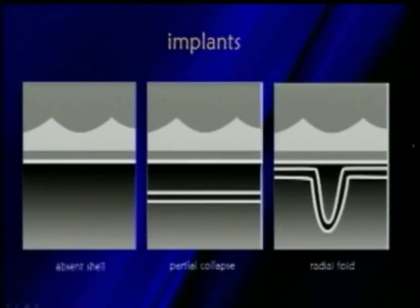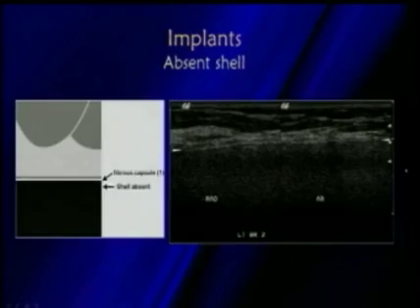Now, other things that we can see, you may have partial collapse of the implant. We may see complete absence of the shell. You may see radial folds coming in within it. So we'll look at each of these sonographically. This is a patient where the shell is absent. So all we get is a single echogenic line. This is the capsule itself, but we don't see the shell.